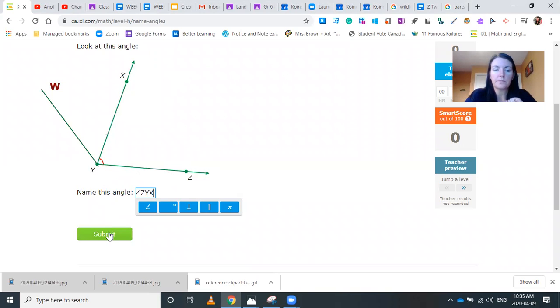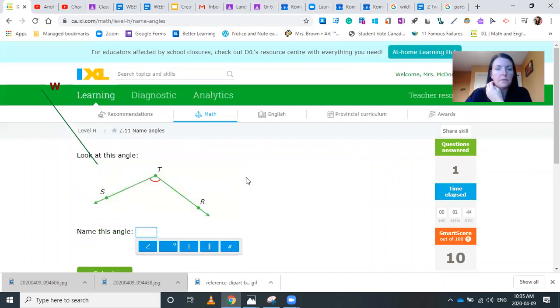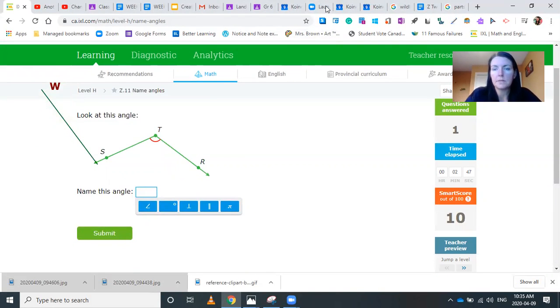All right, so let's submit that. Let's go on to another question. Let me just erase what I've got here. Okay, so we have S, T, and R. Pause, see if you can think of the answer, come back. Remember your title of angle. You have to put the angle in. I could write that it's STR. Make sure that your middle point, your vertex, is in the middle. That would be accepted. I could also do angle RTS, coming from the opposite direction. Either one would be correct.